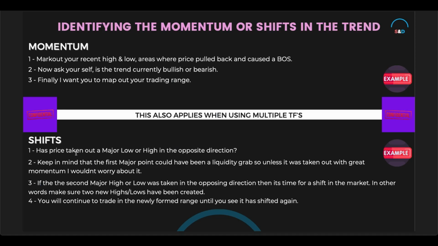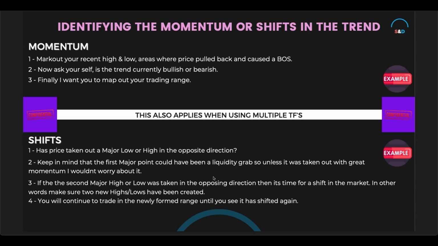Okay, so for shifts, number 1, has price taken out a major low or high in the opposite direction? Number 2, keep in mind that the first major point could have been a liquidity grab, so unless it was taken out with great momentum, I wouldn't worry about it. Thirdly, if the second major high or low was taken in the opposing direction, then it's time for a shift in the market. In other words, make sure 2 new highs or lows have been formed. It just depends on the trend that you are currently in. And number 4, you will continue to trade in the newly formed range until you see it has shifted again.